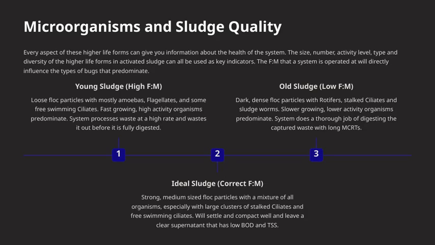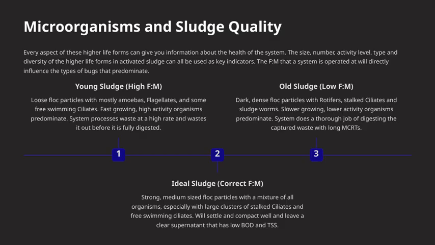Let's take a closer look at microorganisms and sludge quality. Every aspect of these higher life forms can tell us a lot about the health of the system. For instance, the size, number, activity level, type, and diversity of organisms in activated sludge are all key indicators we can monitor. The F/M ratio, or food to microorganism ratio, that a system operates at has a direct influence on which types of bugs will dominate.